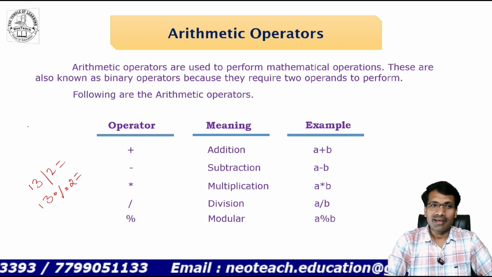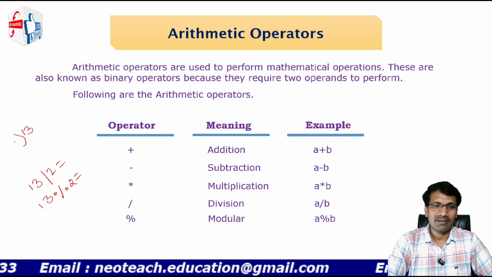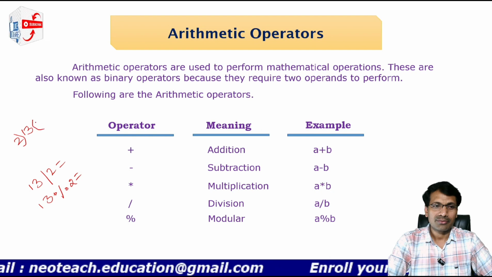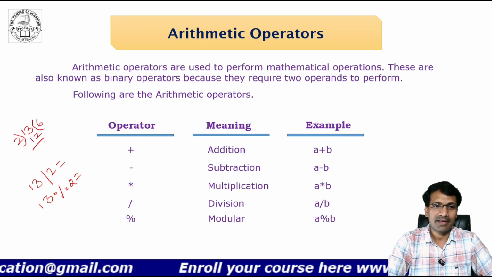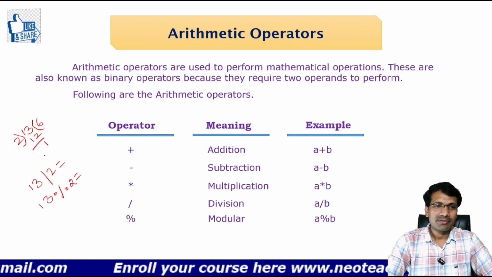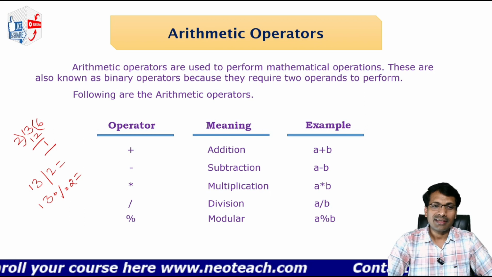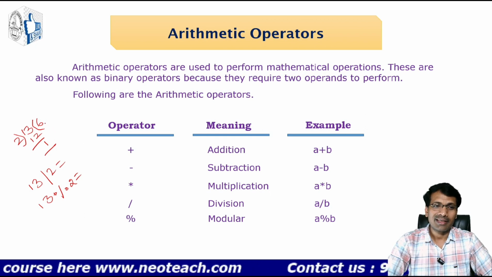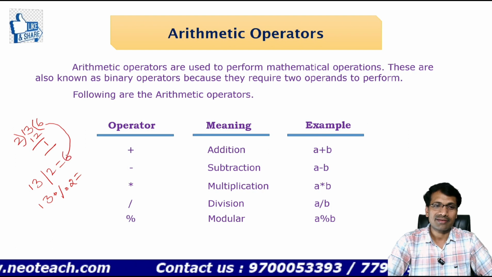So 13 divided by 2, that's what I am writing here. 2 sixes are 12. What is the remainder? 1. So from this calculation, when we ask 13 divided by 2, the quotient is the answer. So 6 is the answer for this.